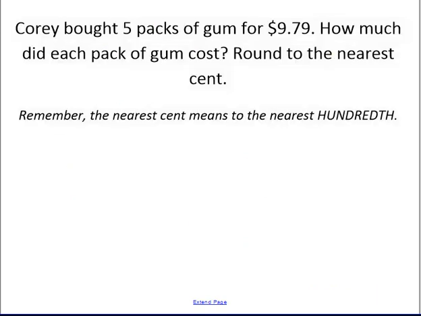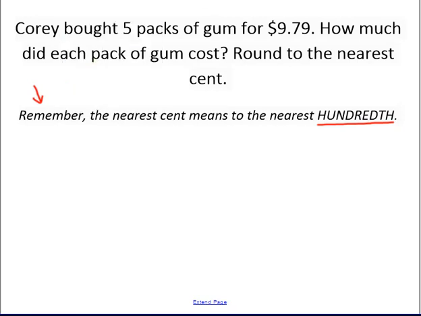Next question. Okay, Corey bought 5 packs of gum for $9.79. How much did each pack of gum cost? Round to the nearest cent. And here's our hint again. Remember that the nearest cent means to the nearest hundredth.